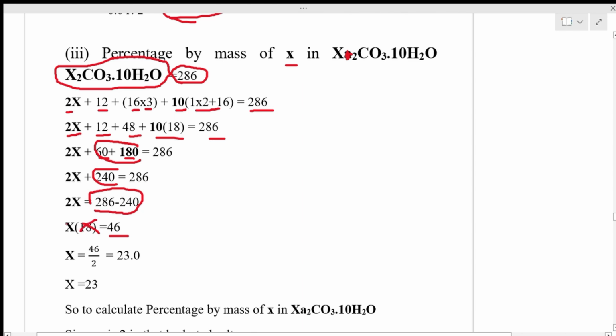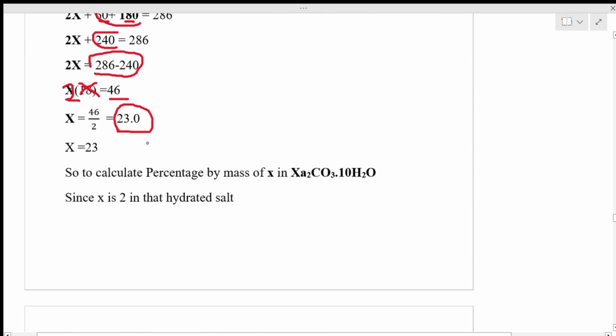Then in our equation, we have our 2 here. So divide both sides by what? By 2. Dividing by 2, we have our x to be 23.0. That's our final value for x, 23.0.